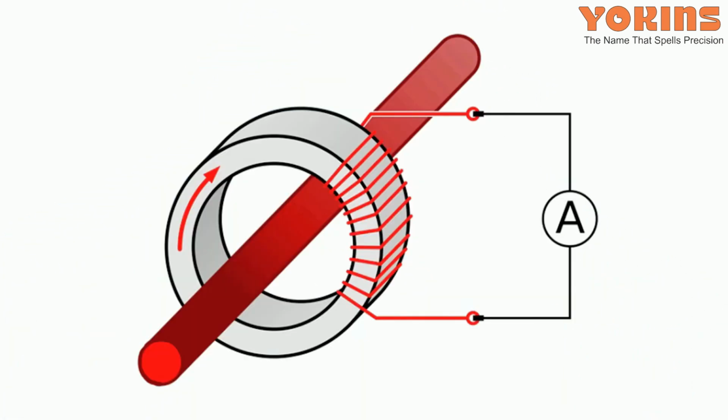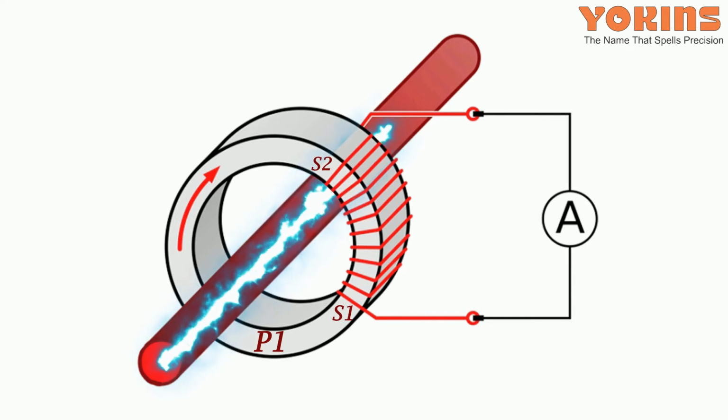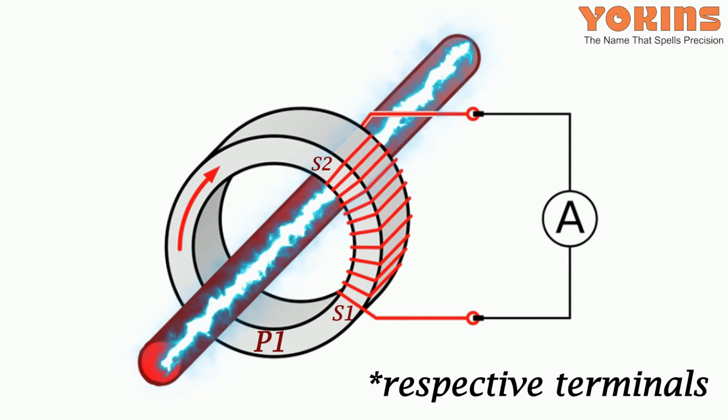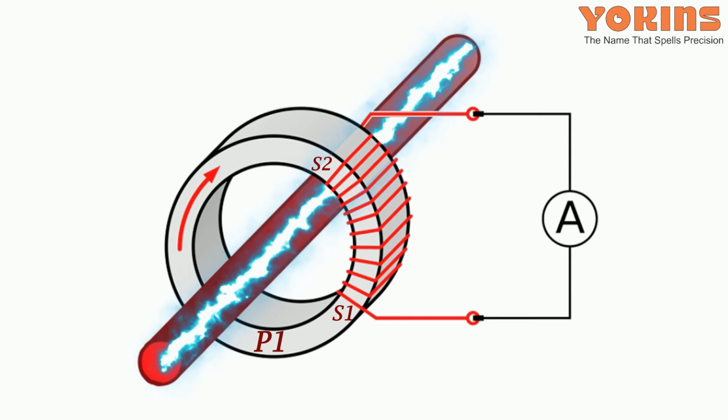While connecting the CT, we should always make sure the primary current carrying conductor is connected or passed through the CT so that the direction of flow of current is from P1 to P2, and S1 and S2 should always be connected to the respective terminals as per the indication given on the ammeter.